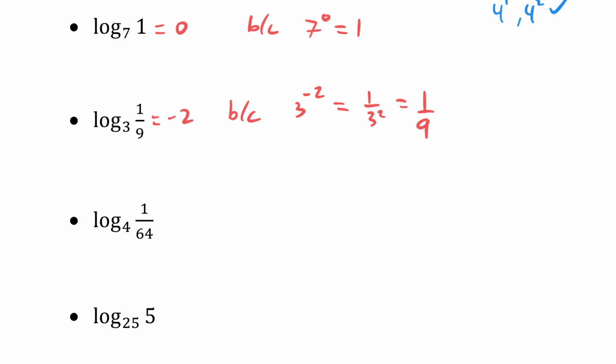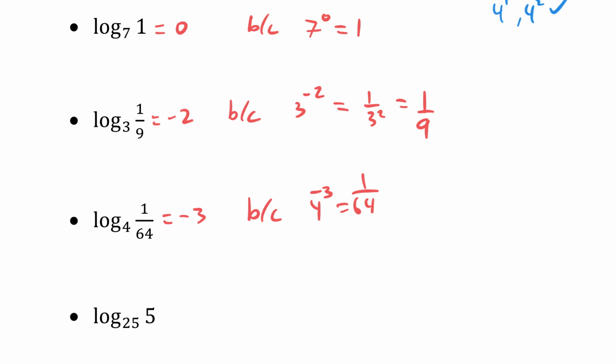Log base 4 of 1 over 64. Ask yourself the question: if I was trying to get 1 over 64, what power of 4 would I need? The answer is -3. Because if you were doing powers of 4, 4 cubed would be 64, so put a negative in front and it makes it a fraction.